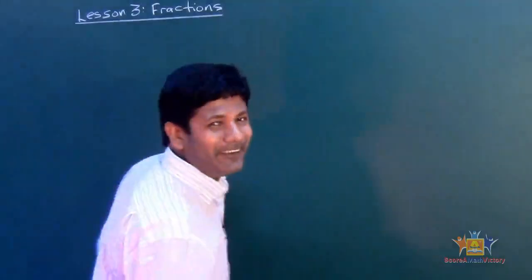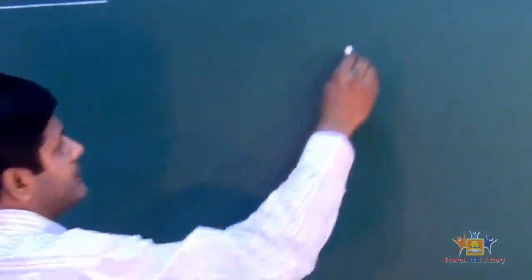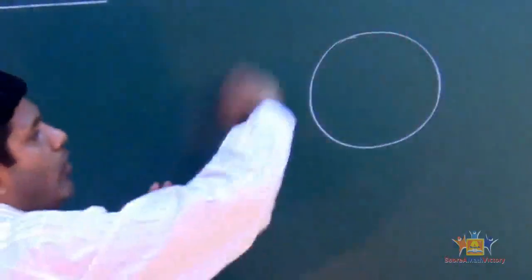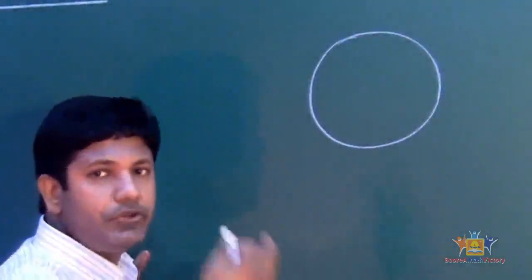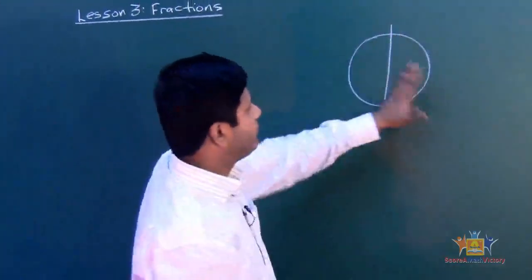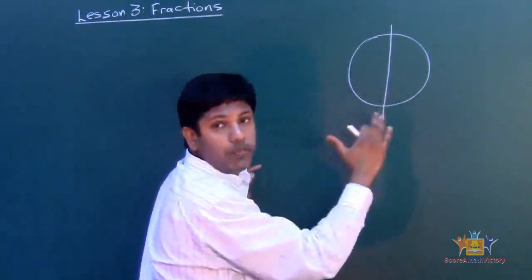Let's learn more about fractions. Now let's take the pizza itself. We've got the whole pizza, and this is considered one whole. If I cut this pizza in half, right in the middle, it will be equal size. Now this one pizza has been cut into two parts.